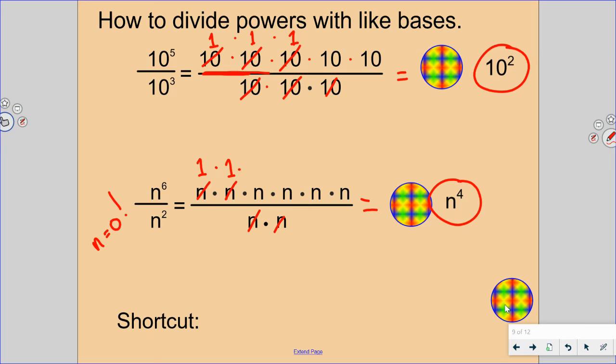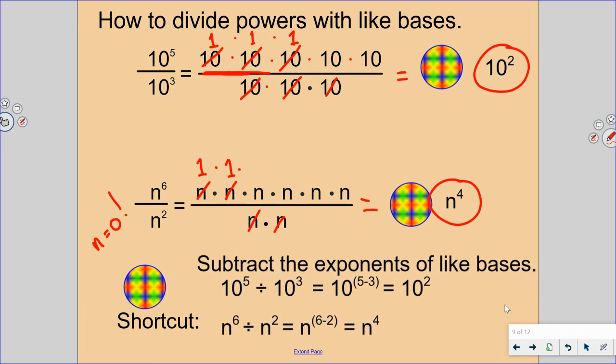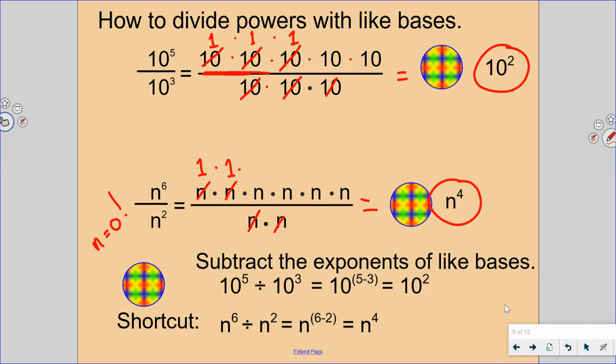We added the exponents. What happens here? When dividing powers, things cancel. Why is that? Because any number divided by itself is 1. It's all about that 1. So if things cancel out, you would not add the exponents, you would subtract. And so 10 to the 5th divided by 10 to the 3rd, if we subtract the exponents, 5 take away 3, it'd be 10 to the 2nd.